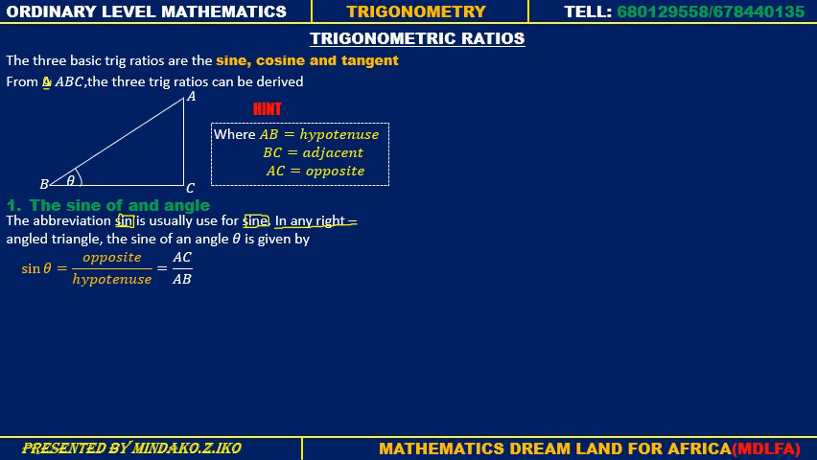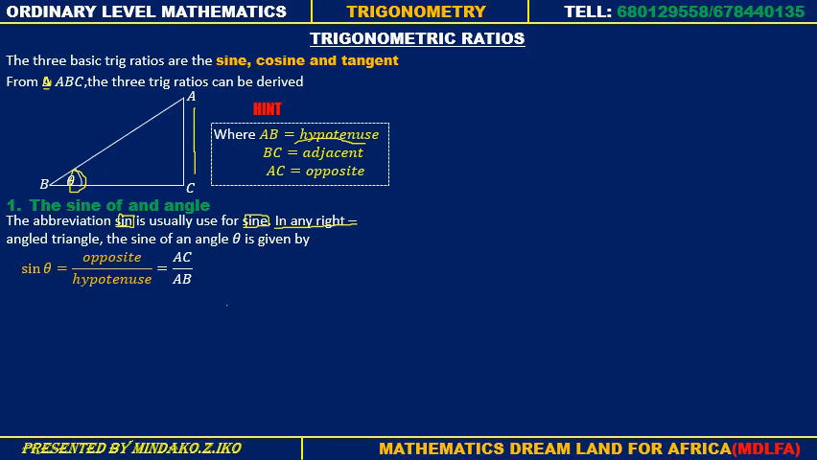So these are the basic things you have to know. You have to master them offhand. Okay, so that is it. So opposite. From our triangle, we notice that AC is opposite the angle theta, divided by the hypotenuse. Our hypotenuse is AB from our hint. That is why I said opposite over hypotenuse. And from the triangle, what is the opposite? AC is the opposite, and AB is the hypotenuse. Okay, so that is it.